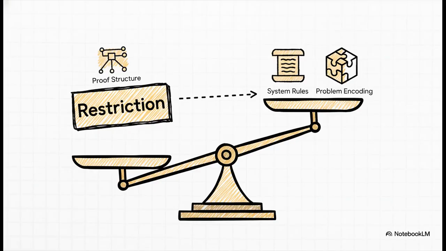So you see what happened? They didn't eliminate the restriction, they just moved it. It's like a shell game. The constraint shifted from the proof's structure to the system's rules and the problem's encoding. The Holy Grail, a truly unrestricted proof for a natural problem, remained completely untouched.